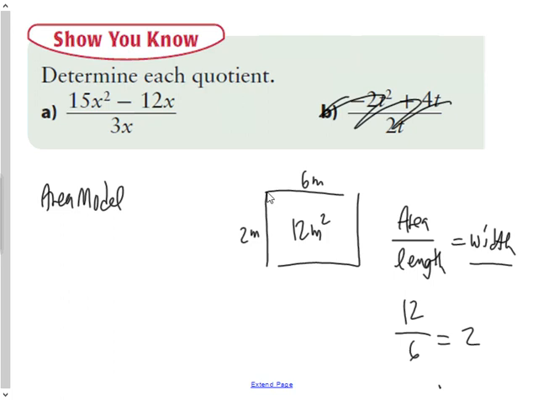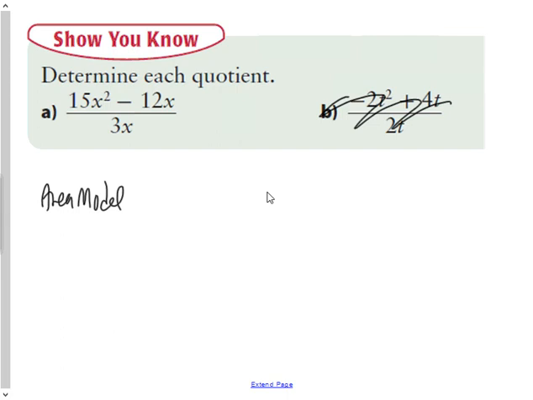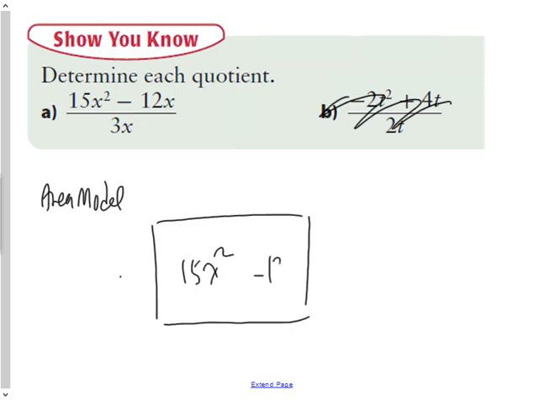So using the simple idea of a rectangle with simple measurements, the same idea can be stated when we have more complicated ones, like the area is 15x squared minus 12x and a width of 3x. The only difference is that we're going to break it up. The rectangle's area is going to be broken up into two separate little mini rectangles, the first one being this one here, and the second one having an area of negative 12x. So 3x multiplied by what gives us an area of 15x squared? The answer is 5x.